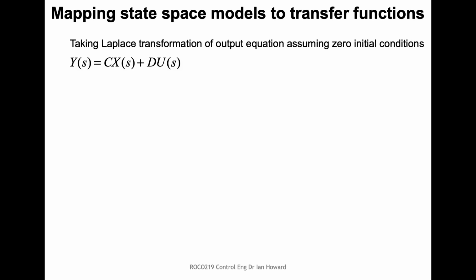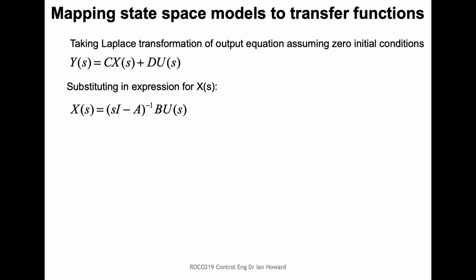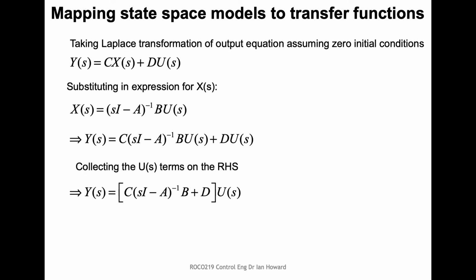Now we have our output equation, and we take the Laplace transform of that, and we end up with Y(s) equals CX(s) plus DU(s). And now what we're going to do is substitute in the X(s) that we've just had before into here, so we can get rid of the X(s) term. So that's what we've got here. All of this lot goes in there, so we've got C multiplied by all of this lot plus DU(s). Now we're going to collect together all the U(s) terms, because we need to calculate this ratio in order to get a transfer function.